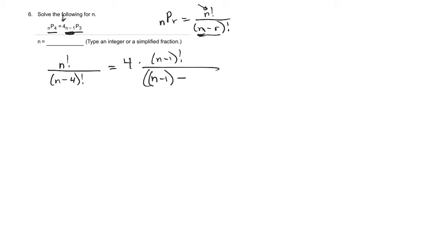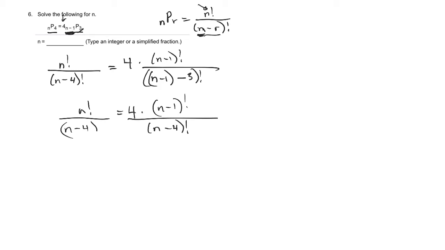minus 3, r's 3 factorial. So on the right I've got 4 times n minus 1 factorial over, and that'll just be n minus 4 factorial. And on the right and left I've got the same stuff.